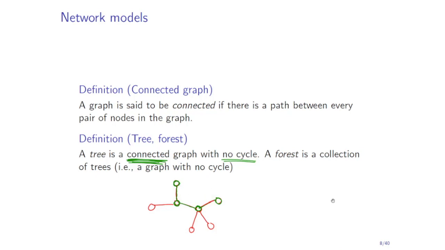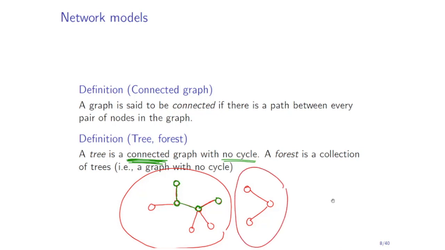This is a tree. If I add these 3 vertices to my graph, again the entire thing is a single graph, but it is no longer connected, right? This connected component is a tree, this connected component is a tree, but the entire thing is not a tree. In this case we call it a forest. So a forest is a collection of trees, as it is in nature. A tree is a connected graph with no cycle, and a forest is a collection of trees.